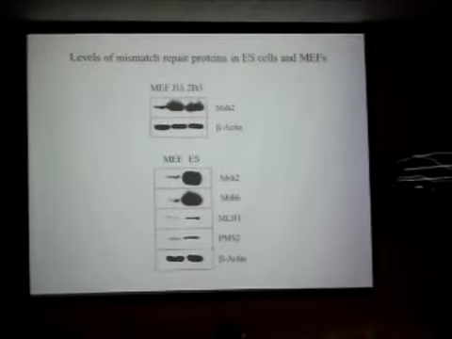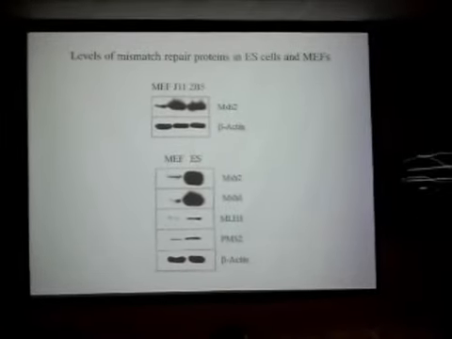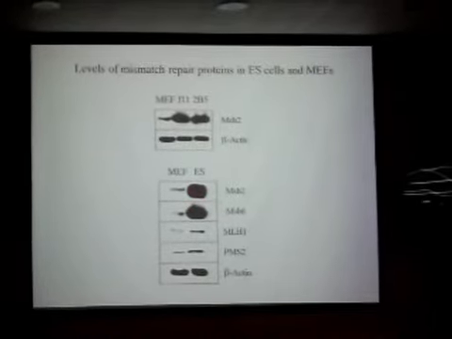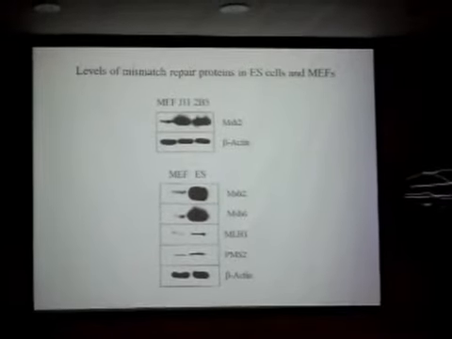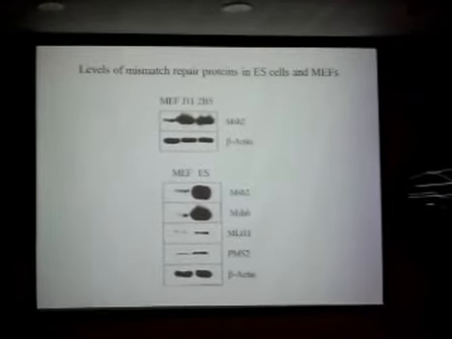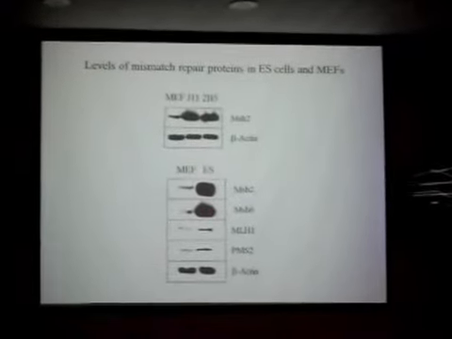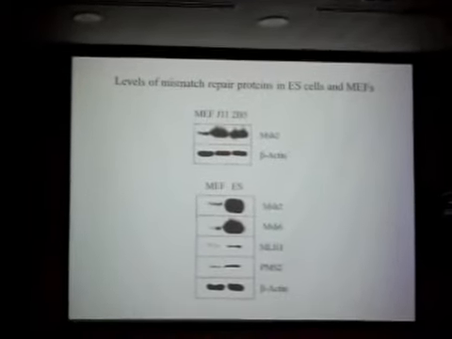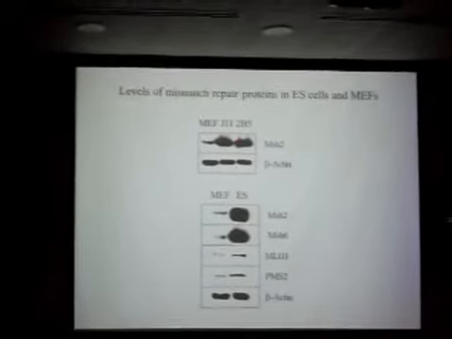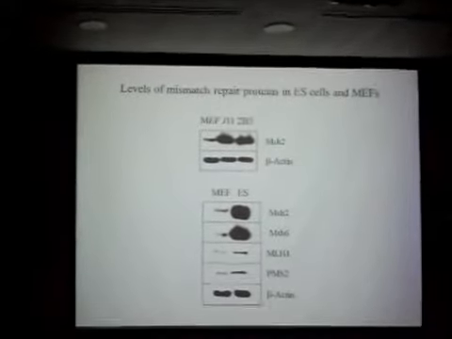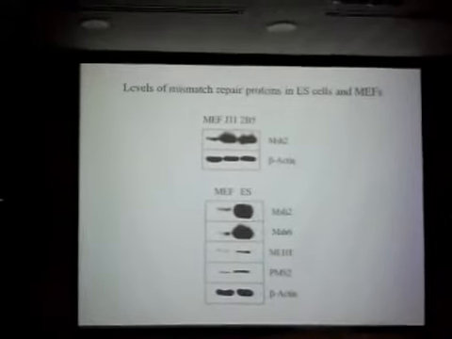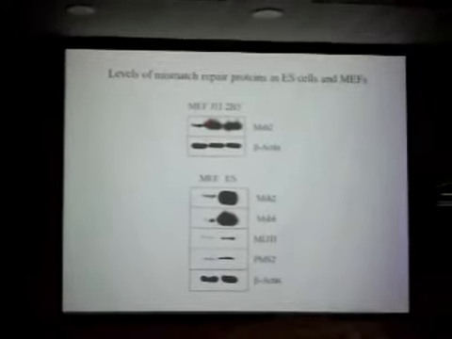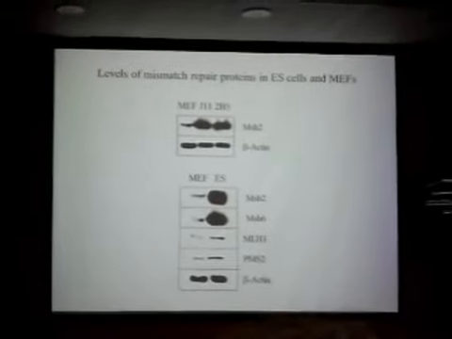At least at the protein level. What you see here is that MSH2 in ES cells compared to mouse embryo fibroblasts is enormously elevated, as is MSH6, and MLH1 also, but much less so. PMS2 is also elevated. So they're all elevated. And this is looking at two different genetic backgrounds. This is a 129, and this is a combination 129 C3H background, and this is MEF. So it's not strain dependent, this elevation of protein.